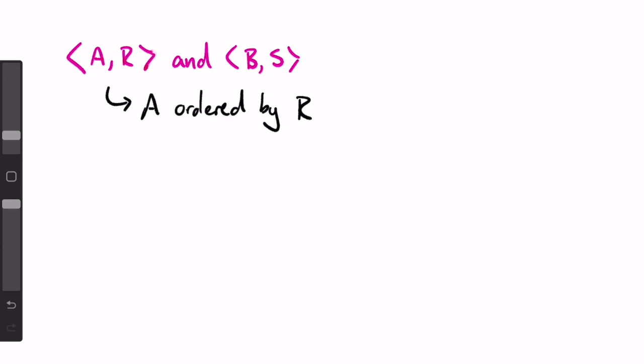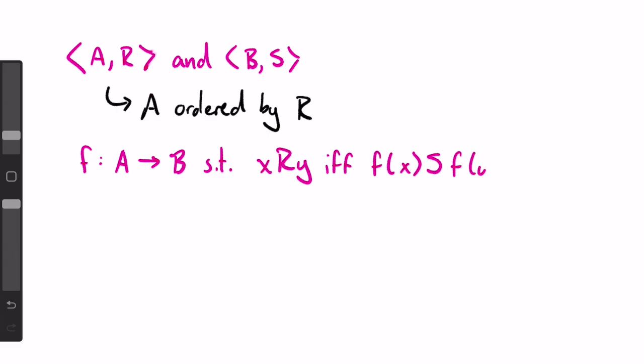Consider structures A_R and B_S. A structure A_R just meaning a set A, which is ordered by some relation R. So we have two sets A and B, where A is ordered by the relation R and B is ordered by the relation S. And you can rewatch Lesson 10 if you want a refresher on orderings. Then, an isomorphism from A_R to B_S is a one-to-one function f from A to B, such that x R y if and only if f(x) S f(y).